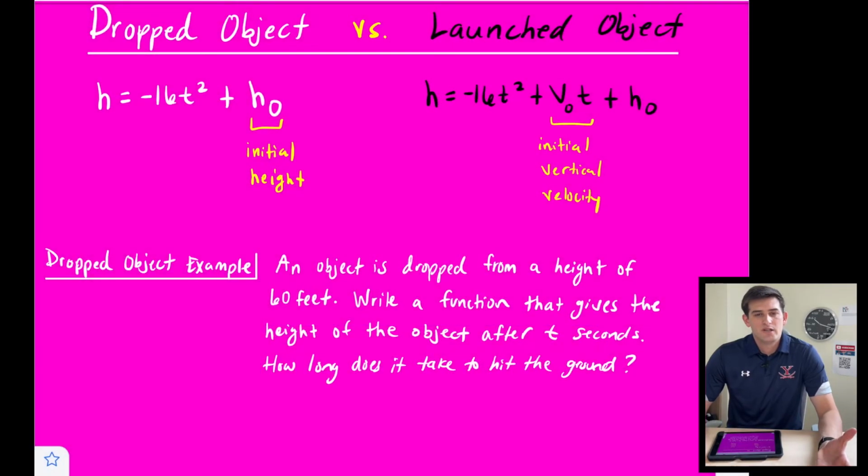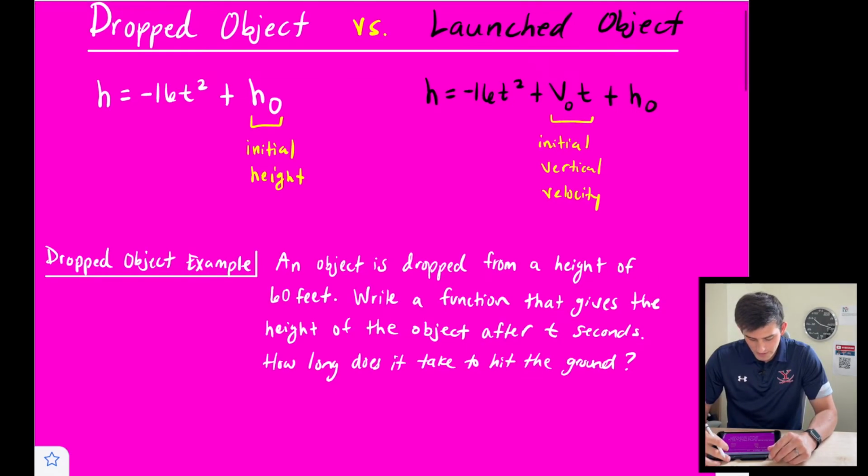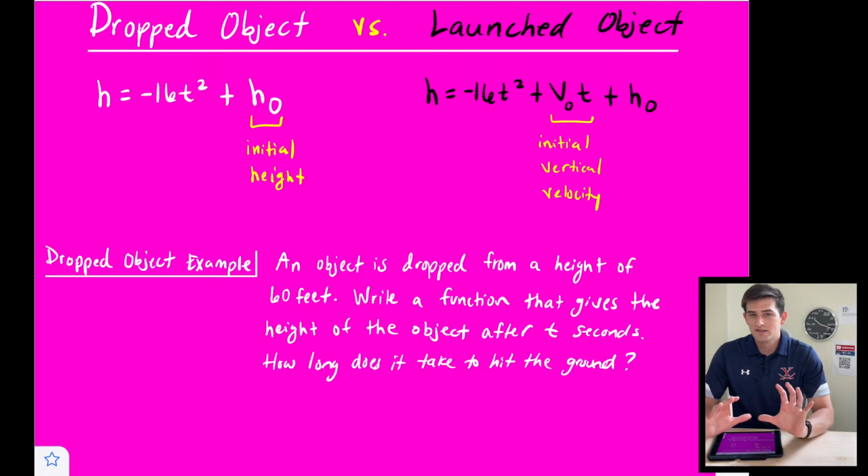How does the equation change for an object whether it's dropped or launched? Let's take a look at an example of each. So for a dropped object, we have h is equal to negative 16t squared plus h sub o, where that represents our initial height. When we talk about a dropped object or a launched object, we're talking about an object on Earth, and we're assuming air resistance is negligible here in this case, okay? So our negative 16t squared is going to act as like our gravity in this scenario.